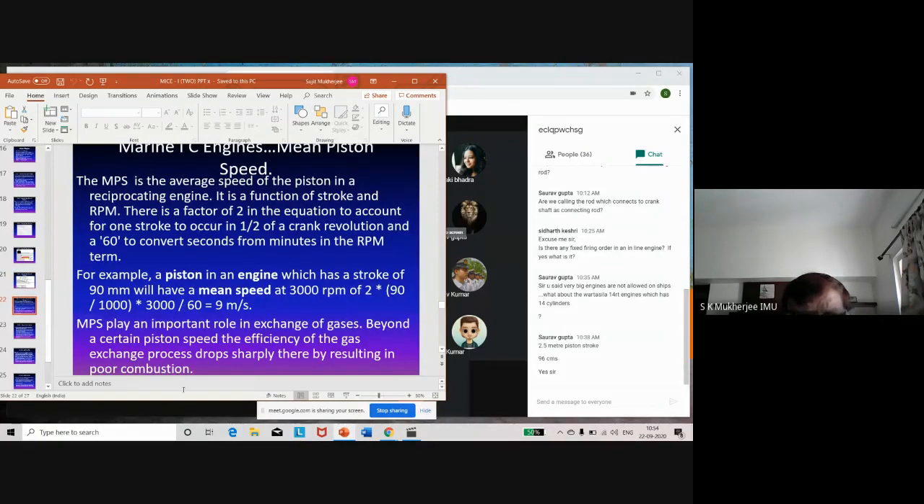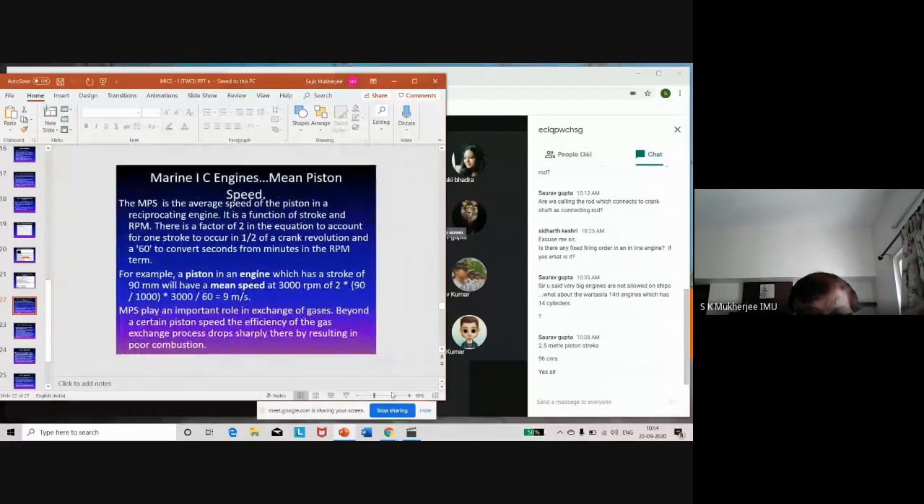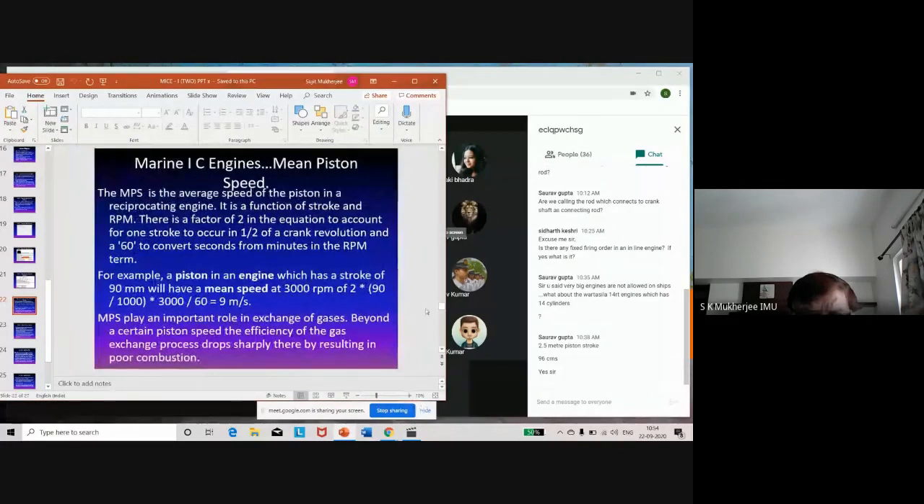Next, let me make this small. Mean piston speed. Now we are coming gradually into the theory of the engines, and my next PowerPoint plate is in the process of being made. It is not yet complete, but I hope by the time next week arrives, it should be ready. The mean piston speed is the average speed of a piston in a reciprocating engine.